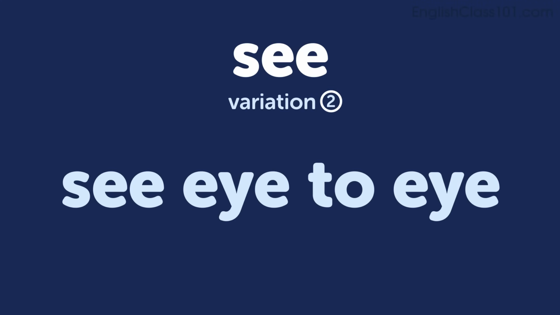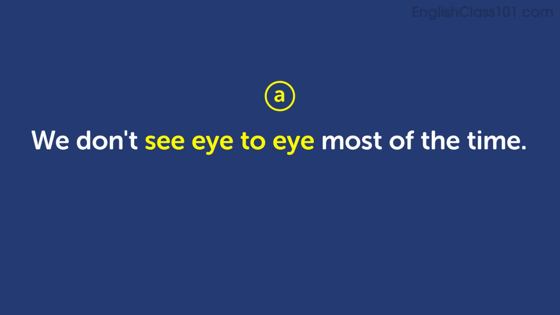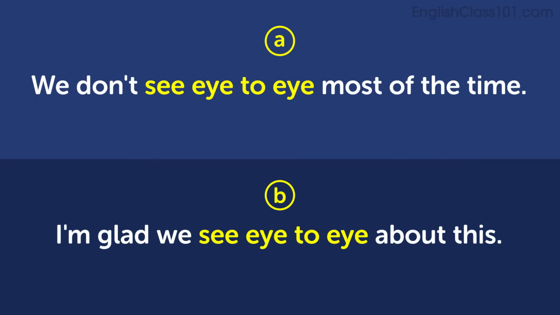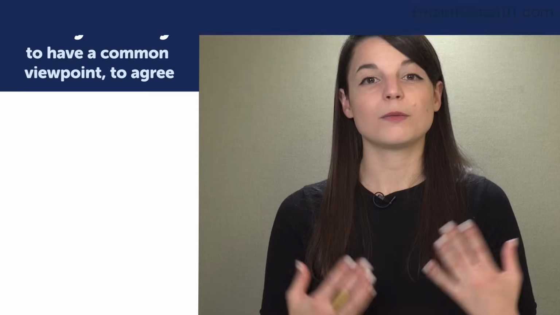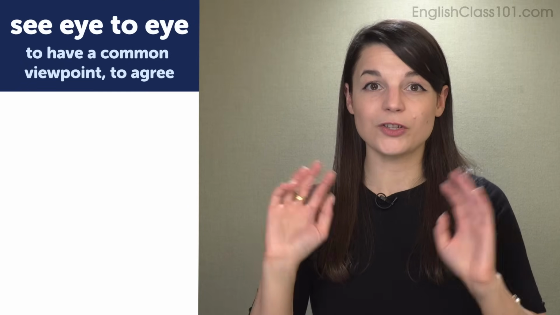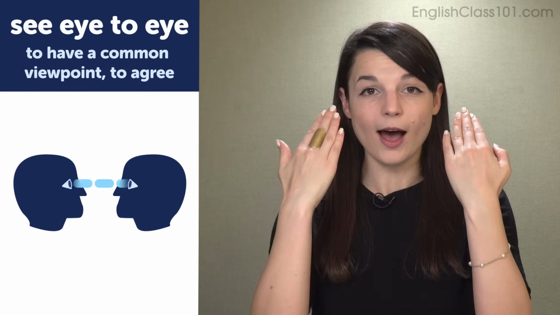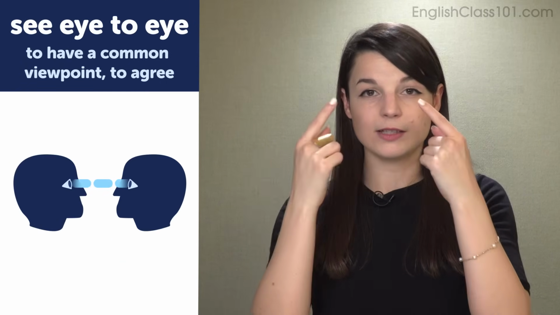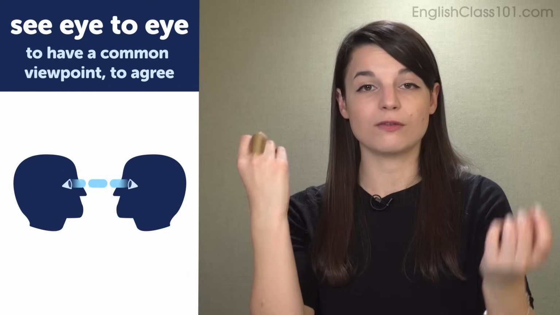Next is see eye to eye, see eye to eye. This means to have a common viewpoint or to agree. We don't see eye to eye most of the time. I'm glad we see eye to eye about this. So maybe this one is an easy one to visualize. So to see eye to eye with someone else means you agree with them, you share a viewpoint with them.